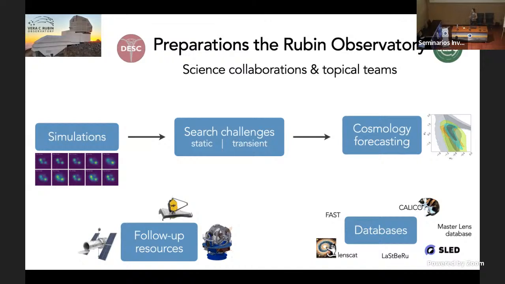And we have dedicated databases for strong lensing, which a lot of them seem to be inspired by cats. And the idea here is that we have our own databases such that we can store all the observations and the metadata that we need.